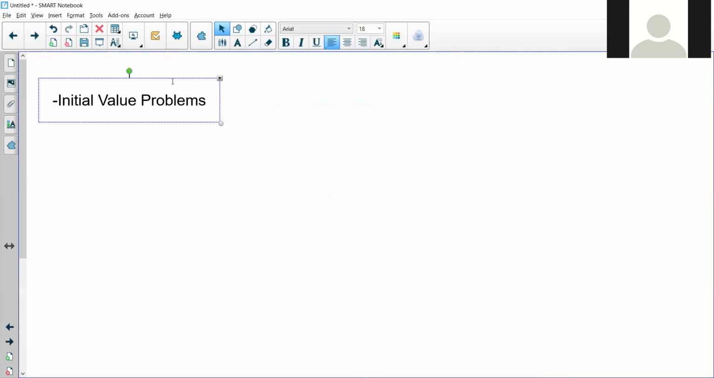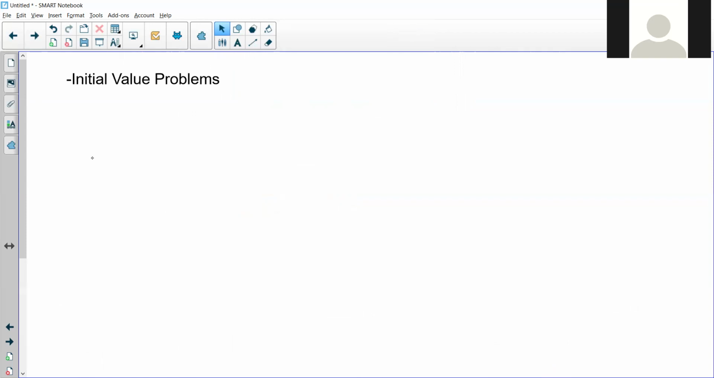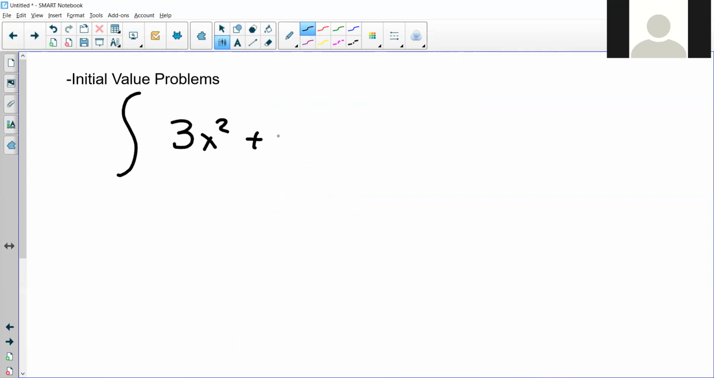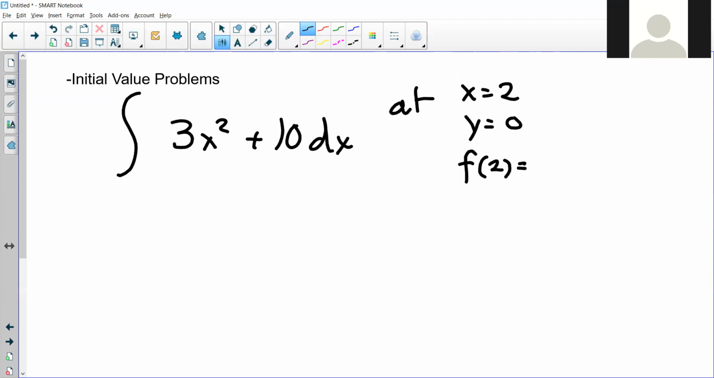Initial value problems. This is where you need to know your antiderivatives. You can't do it without antiderivative skills. But you have some antiderivative or integral. Let's say it's the integral of 3x squared plus 10 dx, and you know it's at some point where x equals 2 and y equals 0. You'll be given a coordinate point. It could technically also look like f of 2 equals 0. That's the same thing.